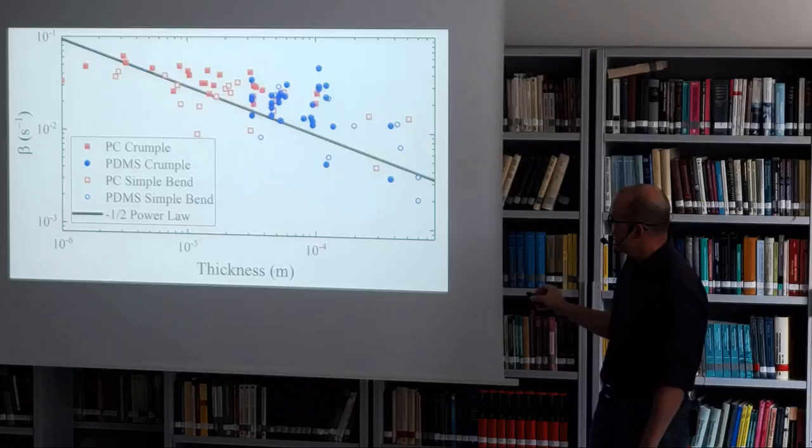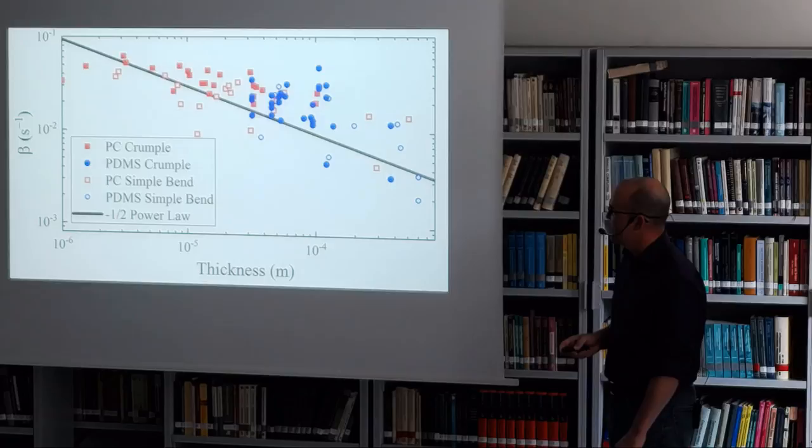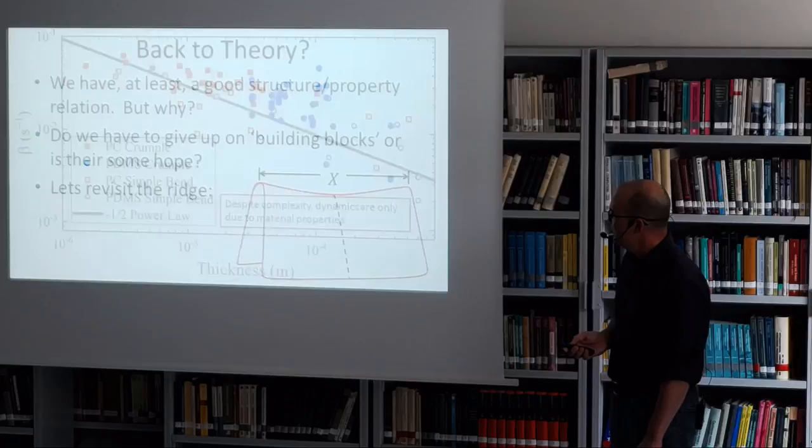But again, if we fit those time constants over top of the old ones, so the simple bends are the open symbols and the solid ones are crumples, again, you see it's exactly where it was before. So again, we're fairly certain we're isolating at least the modulus out of this empirical law fairly reliably. So hopefully useful. Okay.